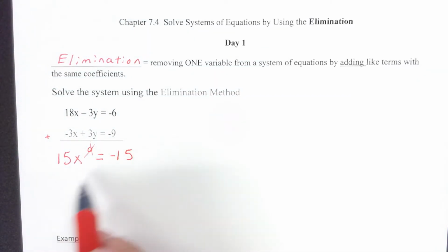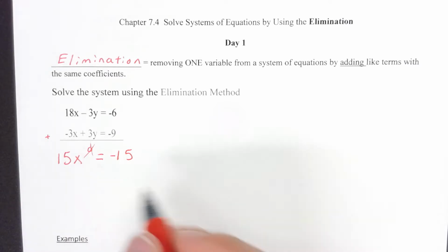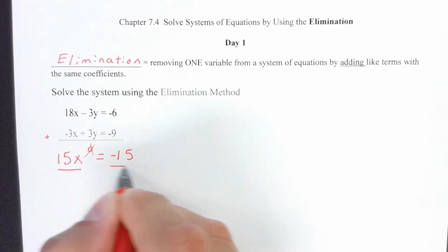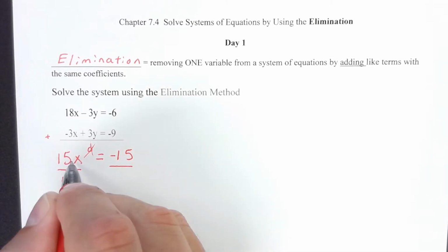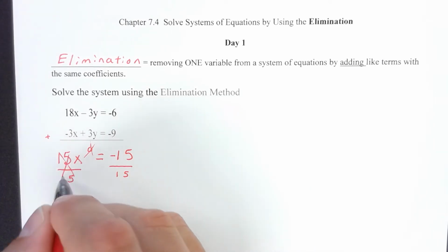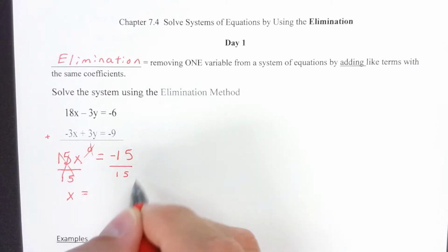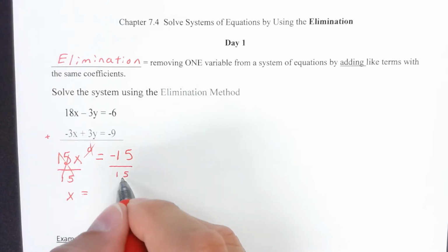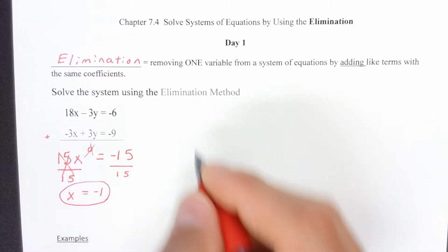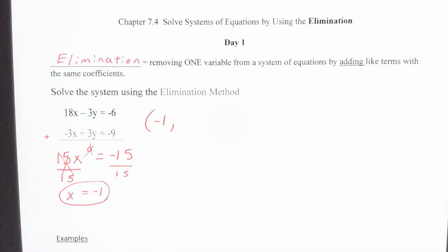So now this is something we've seen before. 15x equals negative 15. We want to get the variable by itself, so I'm going to divide each side by 15, since this is multiply. I do the same thing to each side, leaving the x over here, equals negative 15 divided by 15, which is negative 1. So I got half of my answer. I know that the x is negative 1.